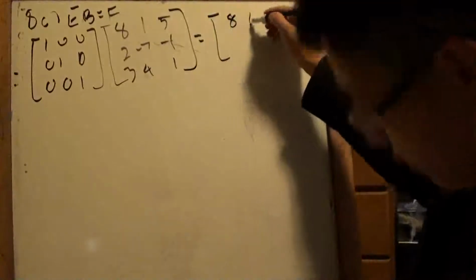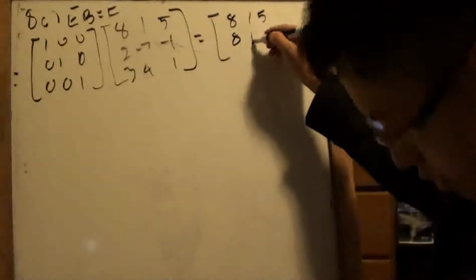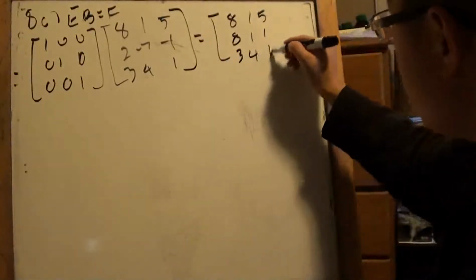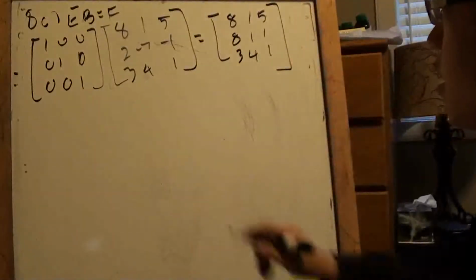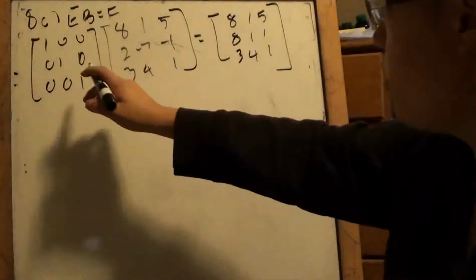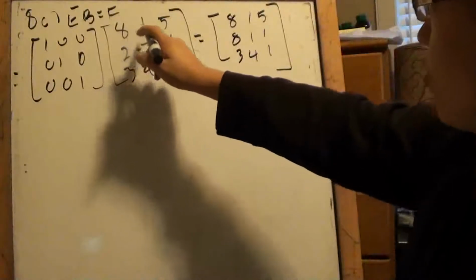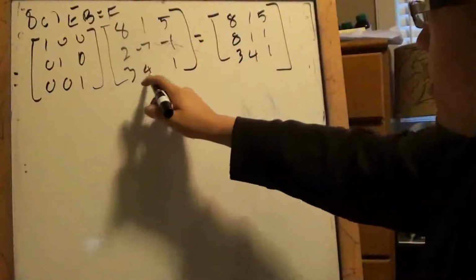F is going to be 815, 811, and 341. Okay, so again it's the same idea. 815, 2, -7, -1, 341.